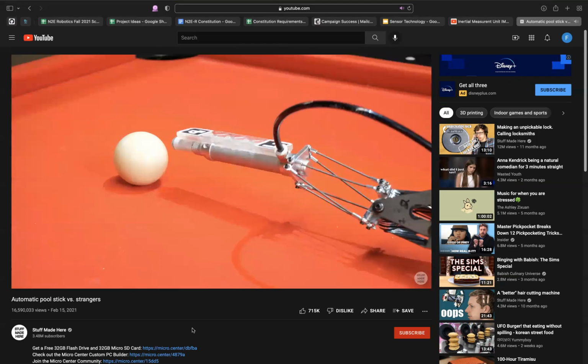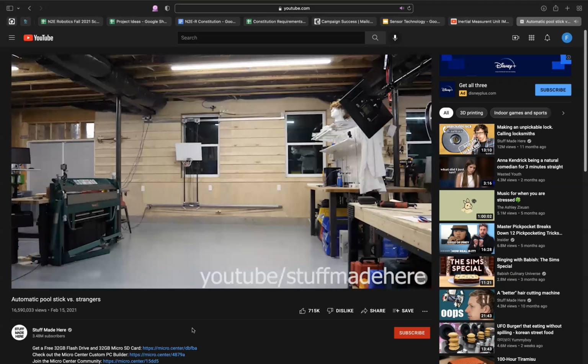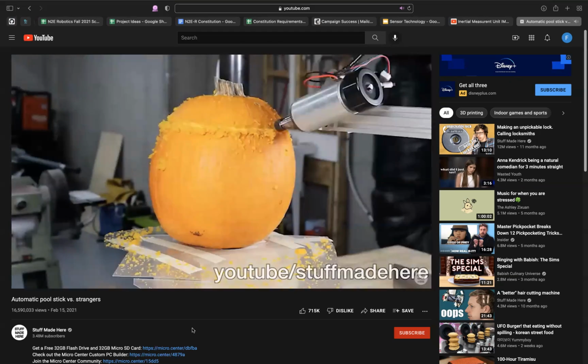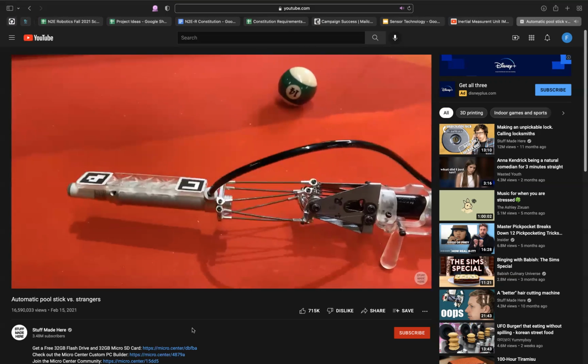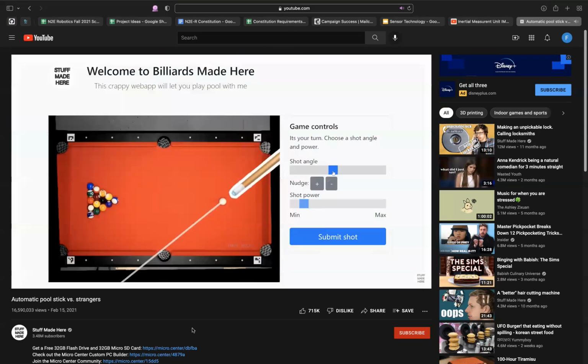I don't have skill, but I do have technology. So let's be honest, robots are better than us. They're more precise, great at computation, and they work long hours for no pay. I'm going to apply these strengths to pool to make a robot that will find and take shots that humans could only dream of. I'll also be using this robot for something that you might not expect.